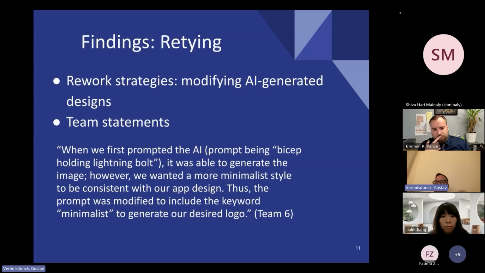As an example, oddly enough, but also very interestingly, we saw a lot of retying statements in the team statements, where the students had smoothed out how they went about working with AI. So we focused on team statements. One team found, for instance, that they had prompted for a bicep holding a lightning bolt, and generative AI gave them a very specific image. Then they said, oh no, let's take a step back. We want to have the framework and the design element, but we want to fill in the content ourselves. So they re-prompted and asked for a more minimalist style.